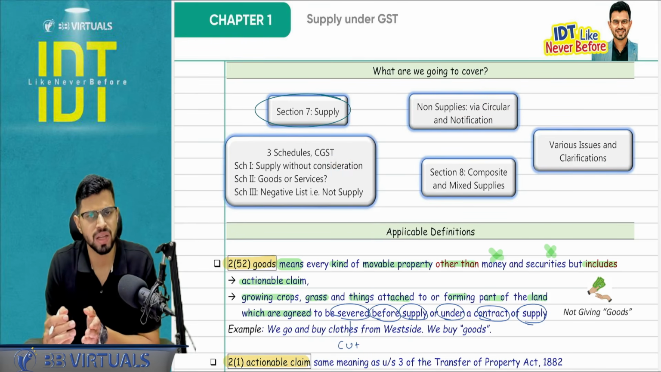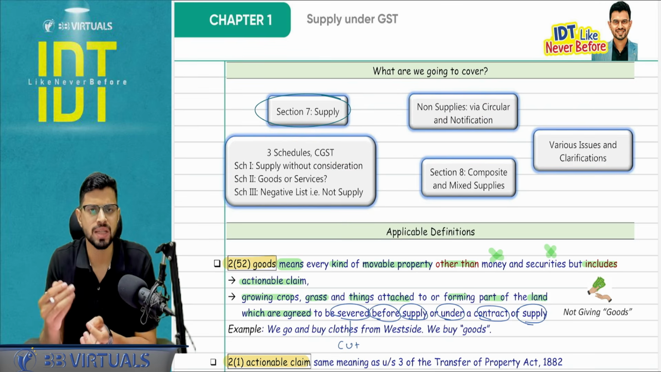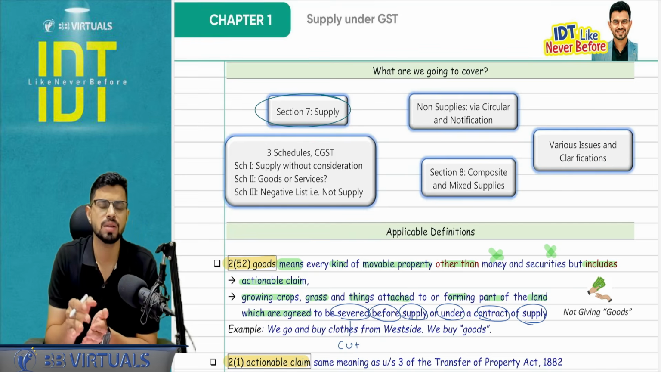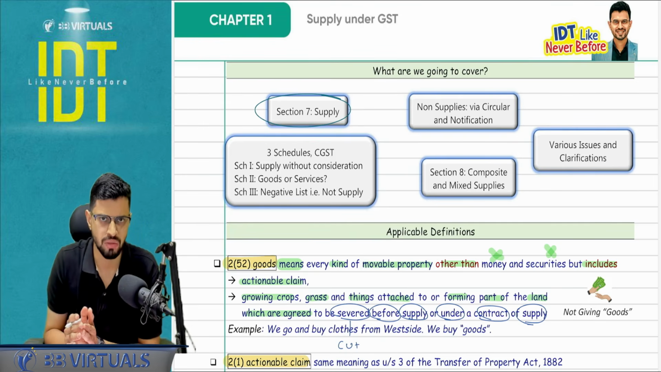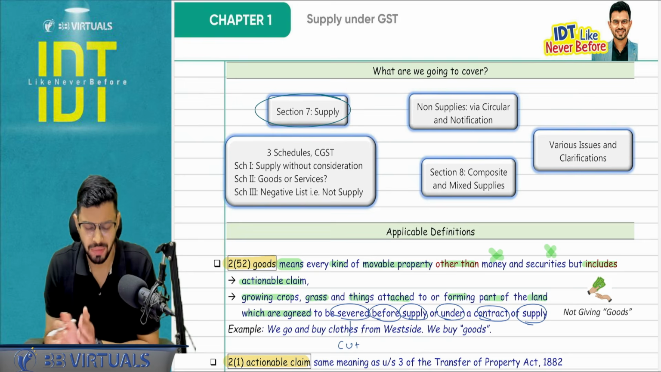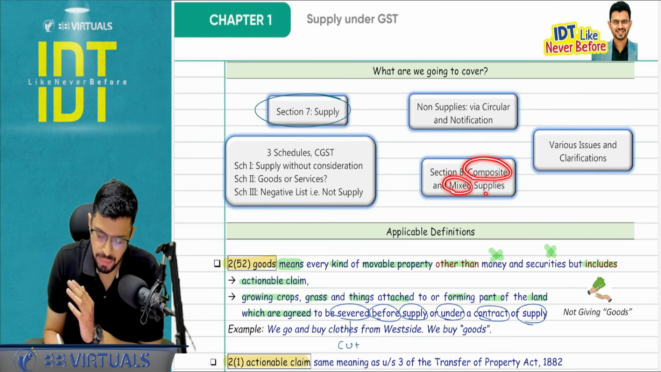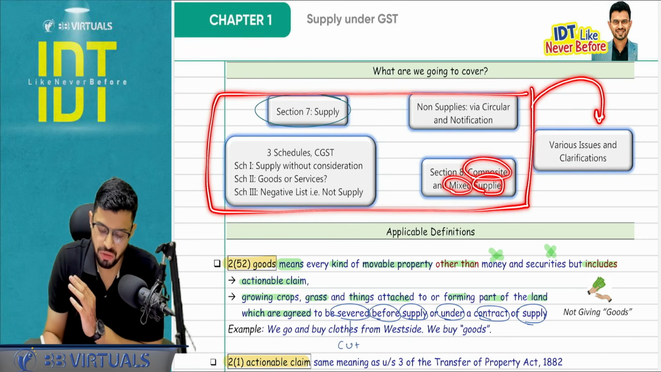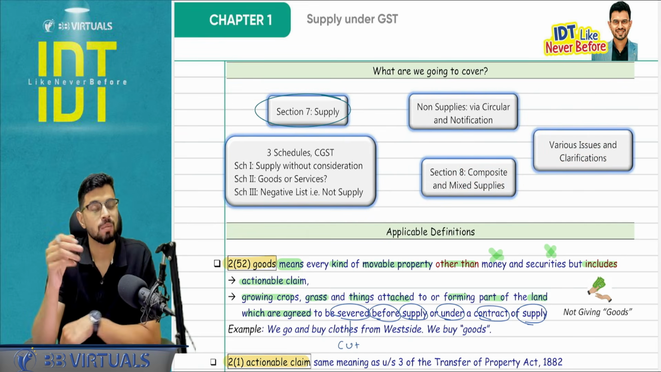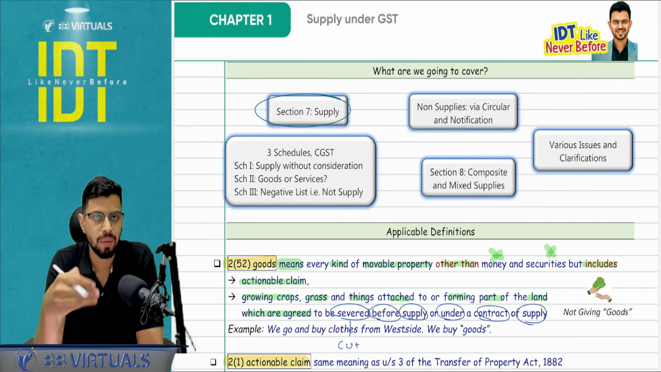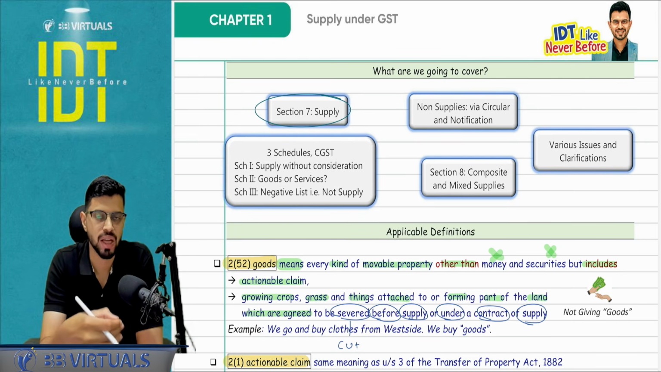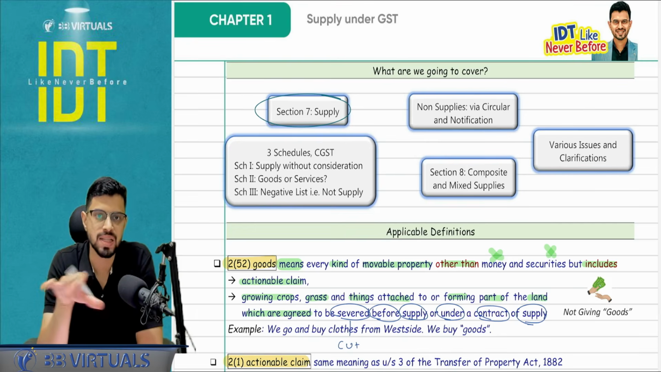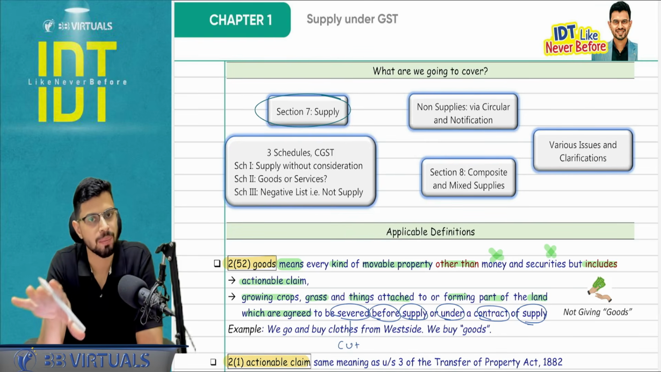So instead of schedule 3, the government has the power to prescribe non-supplies via circulars and notification. That power is also given. So government can do that as well. Then we will talk about composite supply and mixed supply. This is my legal part. And then last we will cover certain issues and clarifications, because GST law is very dynamic. In the market there are queries that come up, there are issues that crop up. So accordingly the department issues notifications and clarifications that we will cover. This is what the chapter of supply is going to cover.